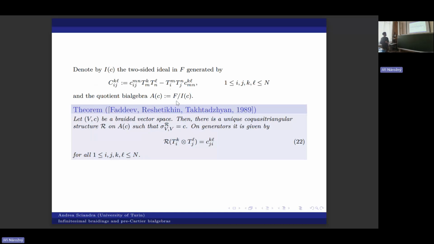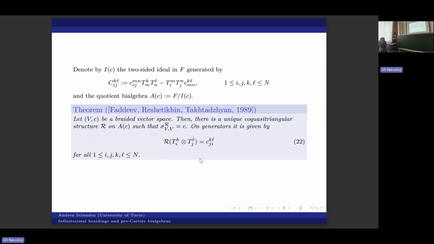So this AC is a bialgebra, and now there is the famous FRT theorem. When we start with the braided vector space, we have a unique co-quasi-triangular structure on this quotient AC, such that if you consider the braiding associated to the R, and we restrict to VV, this is exactly the braiding operator C. Precisely, on generators this R is defined in this way. If we consider T_KI and T_LJ, these evaluated are just the coefficient C_KL,JI. You can see that here we flip the order of I and J.